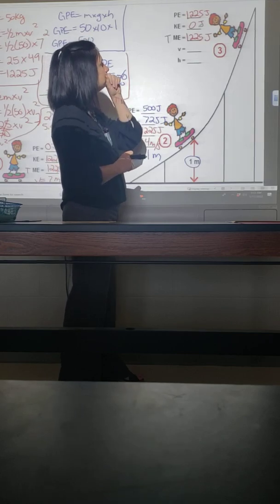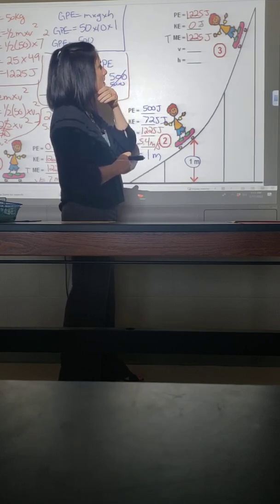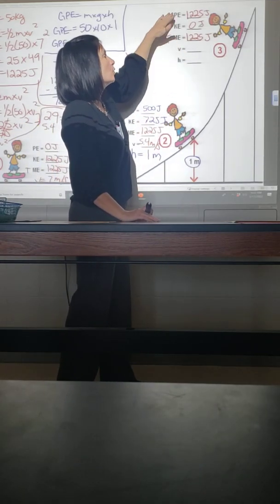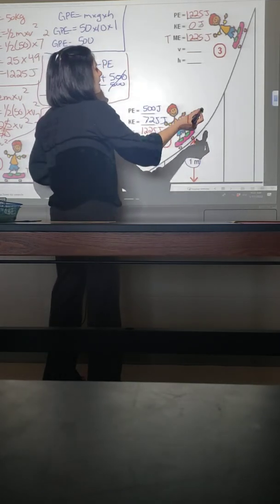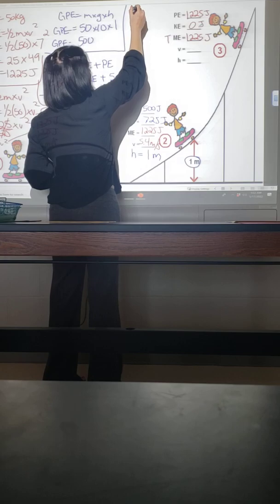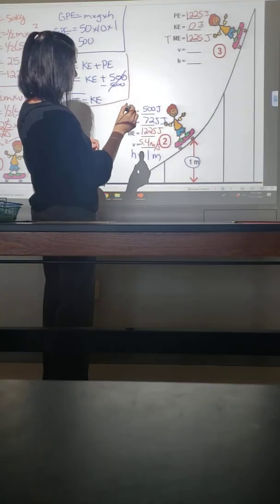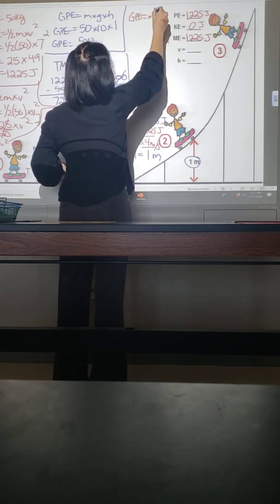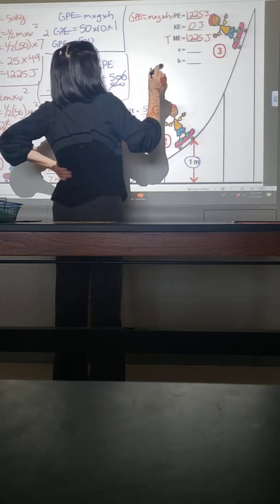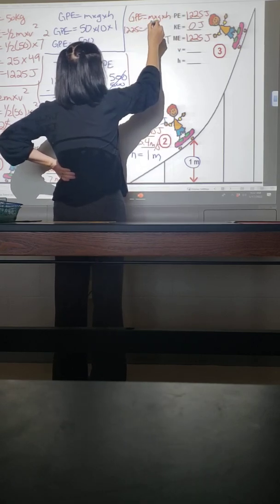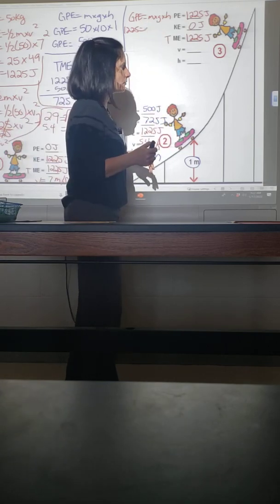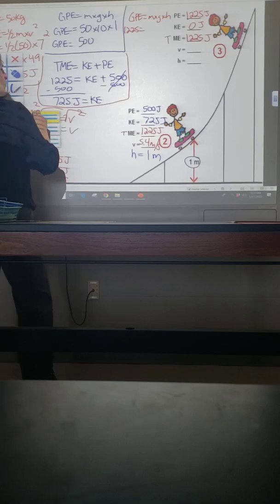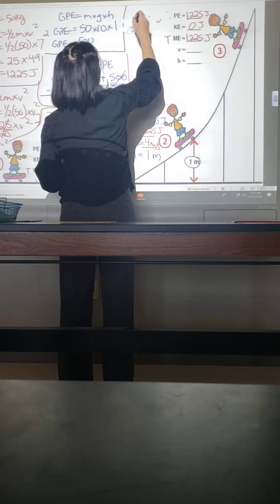Okay, so let me ask you this. We have kinetic and we have potential, so we can really solve for velocity with kinetic or height with potential. So let's just do our potential real quick. All right, so GPE equals mass times gravity times height. And so if I plug these in, 1225 equals, let's rearrange our equation. We can do that with our GPE.